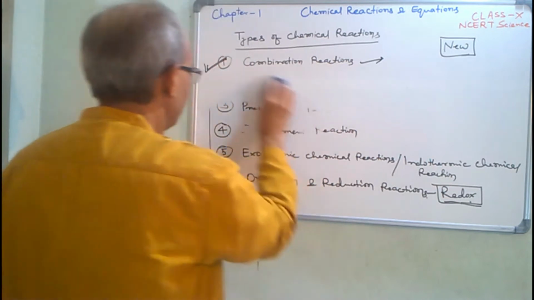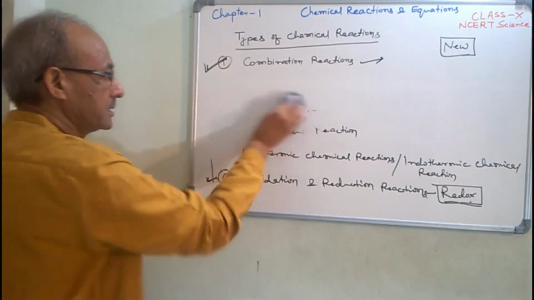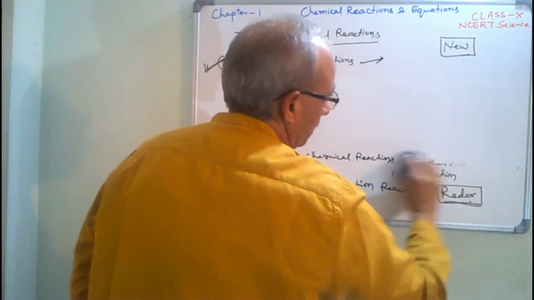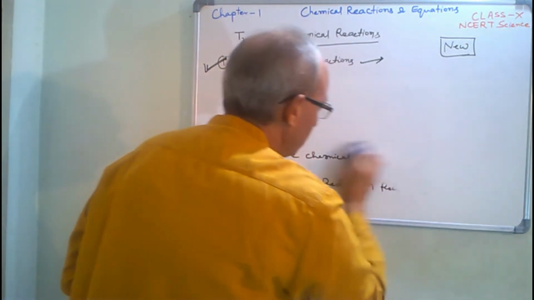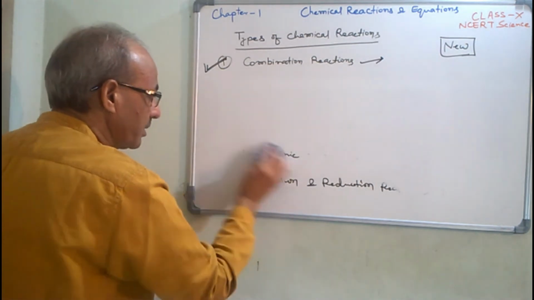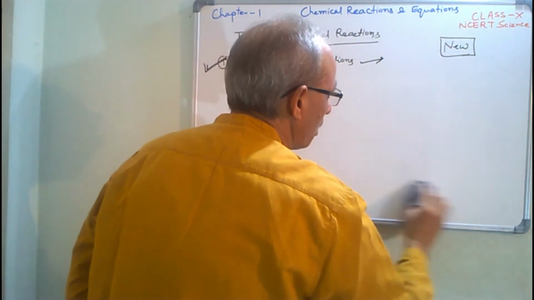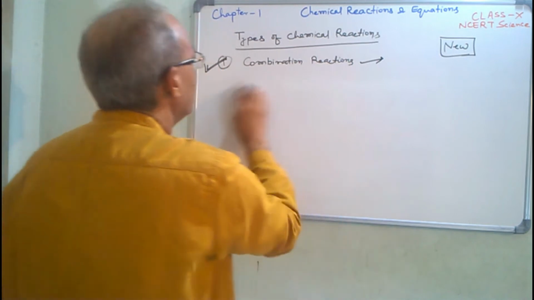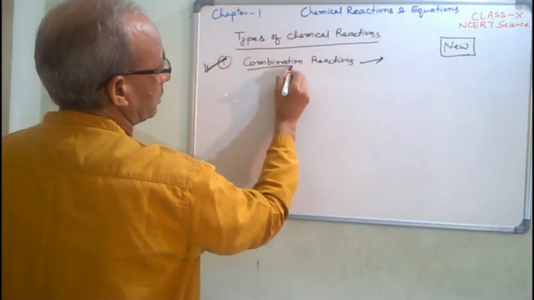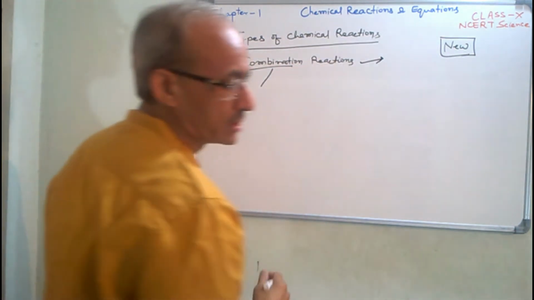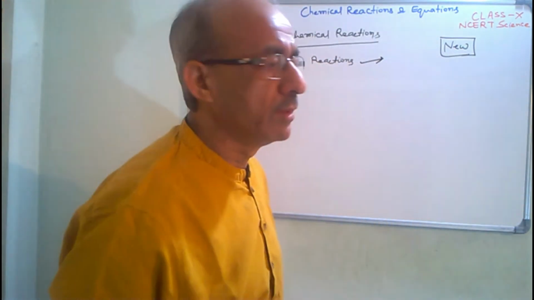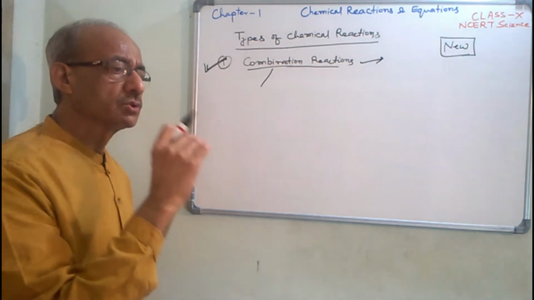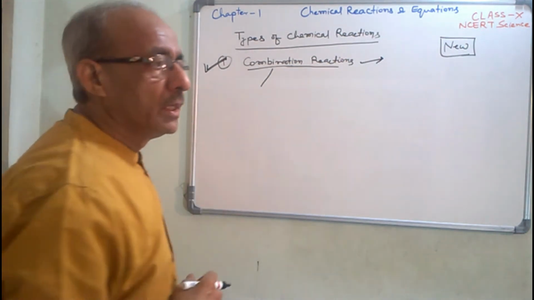Combination reaction. As the name of this type of reaction reflects, certainly this type of reaction pertains to the process of combination. As this part of the nomenclature or this category of chemical reaction shows, the chemical reactions pertain to the combination of the substances.